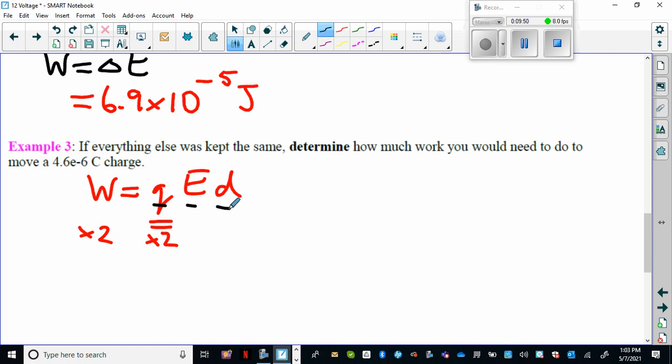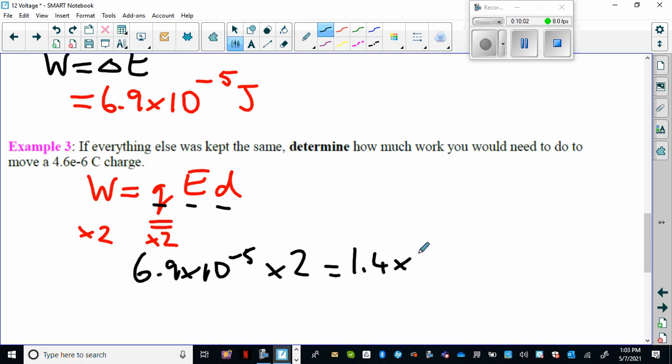So all you're going to do is take your answer from the previous question, 6.9 times 10 to the negative 5, and multiply it by 2. And it's going to come out to 1.4 times 10, because you only want two significant digits, times 10 to the negative 4 joules. So double.